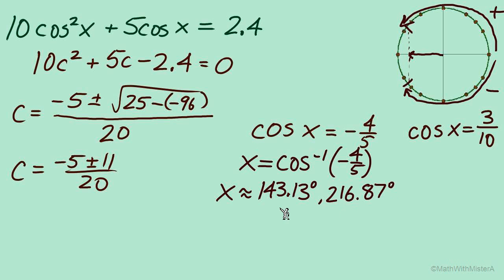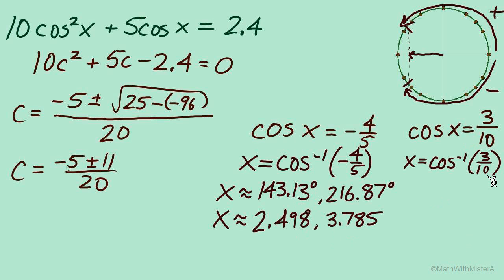If I'm in radians, punching in, I get 2.498 radians. Same idea, except instead of backing up from 360 degrees, I'm backing up from 2 pi radians. 2 pi minus 2.498 equals 3.785. So there are the 2 points from this equation where cosine x equals negative 4/5. We still have to follow up with this equation here. Let's get an idea of where these solutions would be.